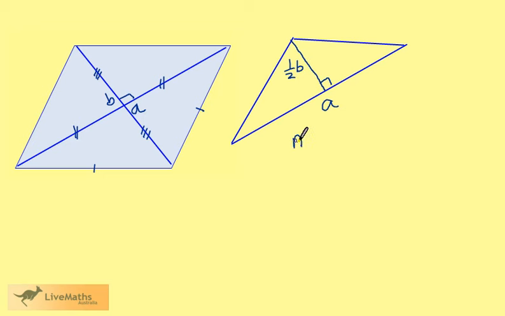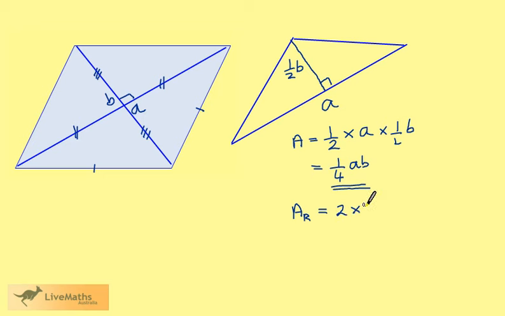The area of this triangle would be a half times the base times the height, which gives us 1/4 AB. The area for the whole rhombus then, in terms of the diagonals, would just be twice this, because we've got two of these triangles. So that's 2 times 1/4 AB, and therefore that's a half AB.